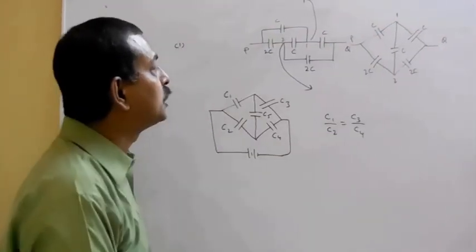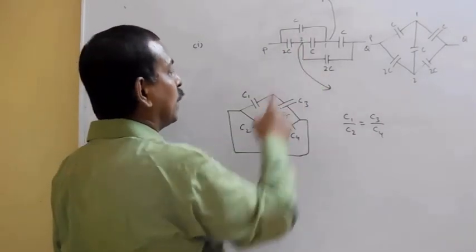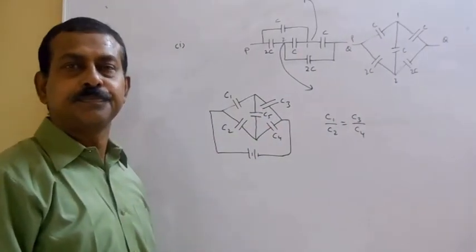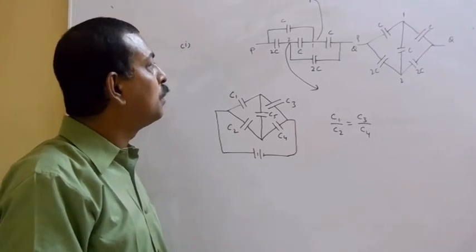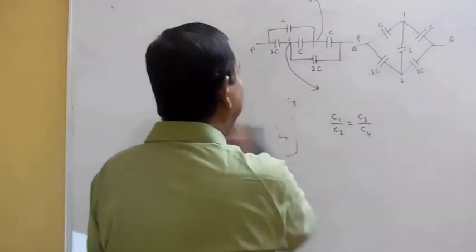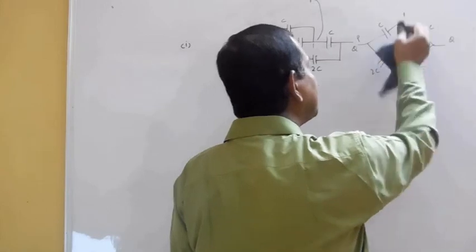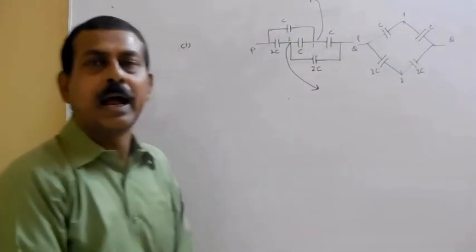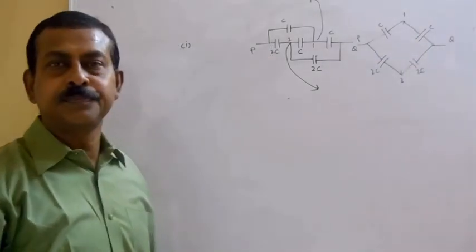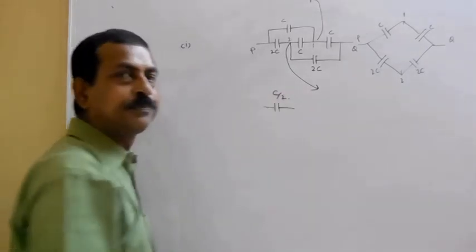If it is in the balanced state of a Wheatstone bridge, no charge will flow through the middle one, that is C5. So that means it will not flow through this. If no charge is flowing through the middle one, we can assume as if this capacitor is not present here. And if it is not there, then you have C and C in series, giving you equivalent capacitance as C by 2.